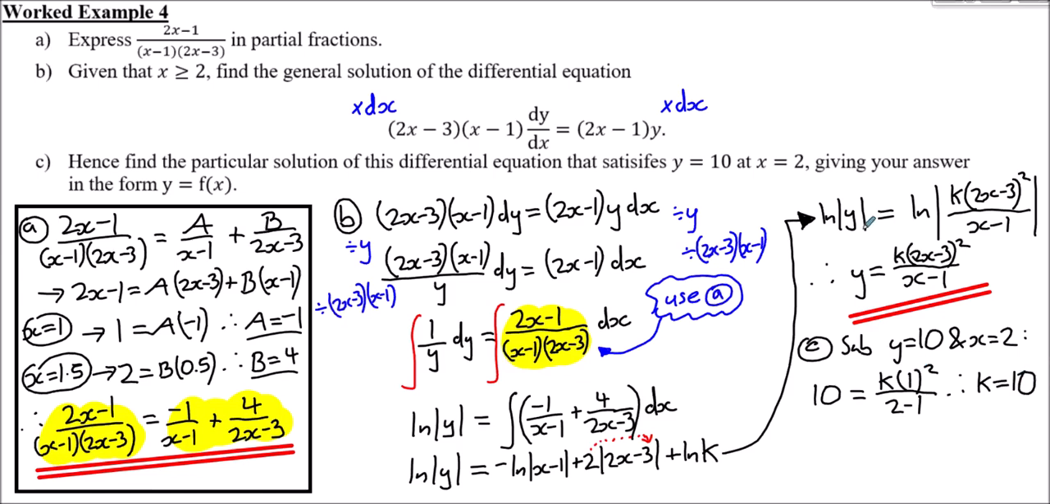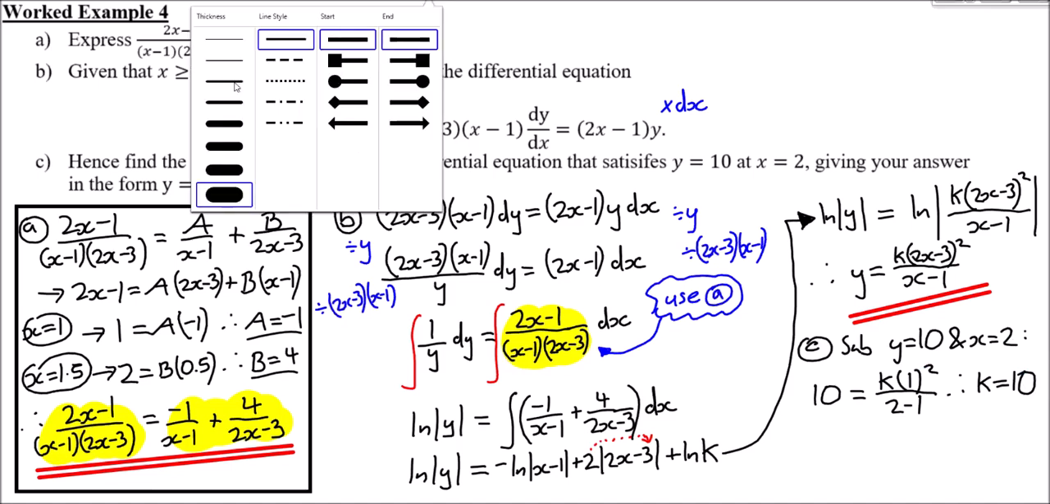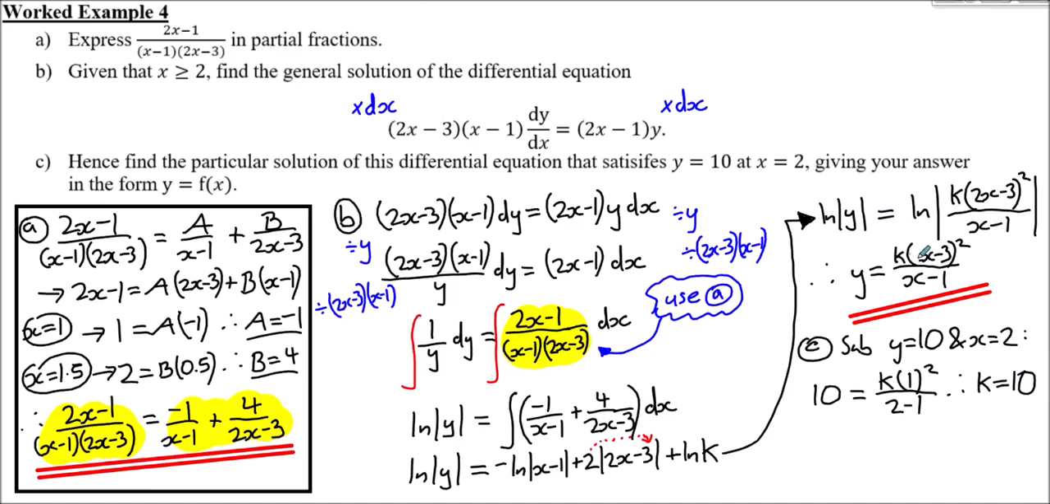I've just noticed this 2 is annoying me. Apologies if it's not annoying you, it just looks very ugh. So I'm going to make it look like a clearer 2. There we go. So because k is 10, we've got the actual particular solution. So y equals 10 lots of 2x minus 3 all squared, all divided by x minus 1. And that finishes off worked example 4.